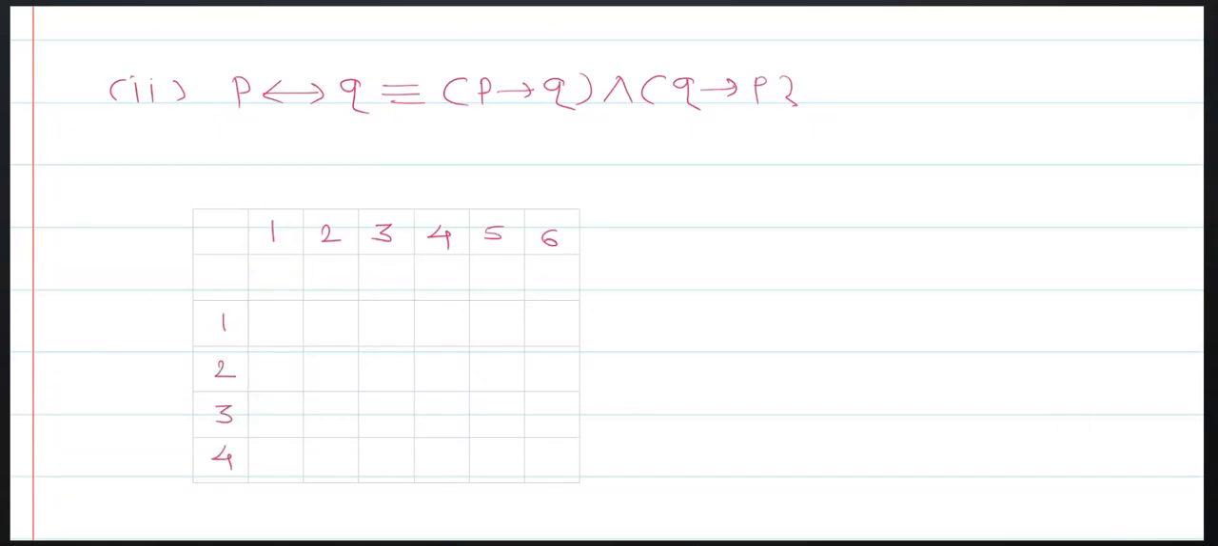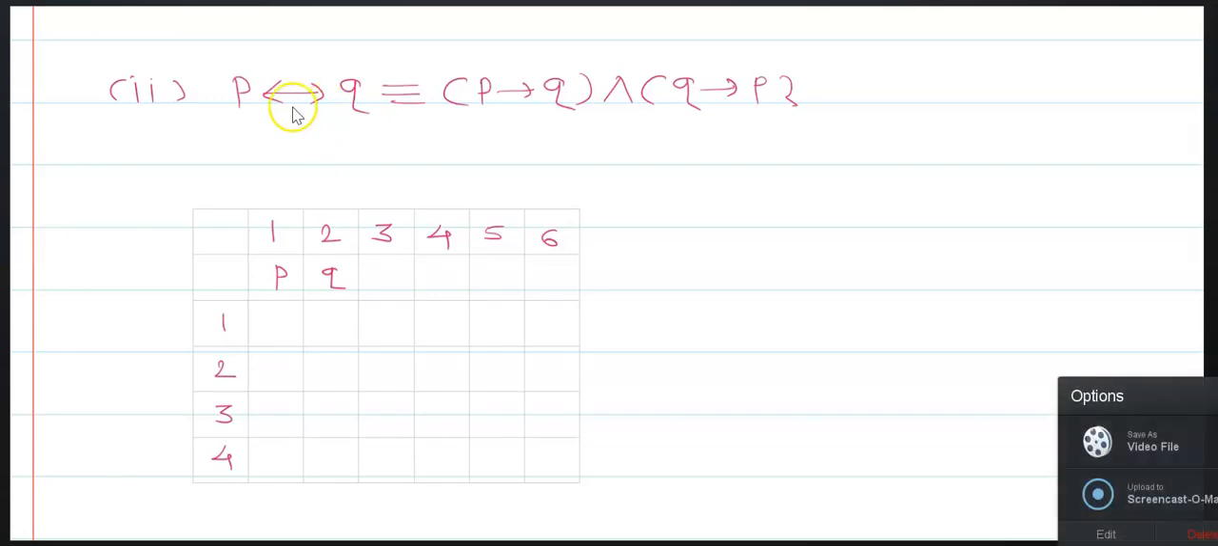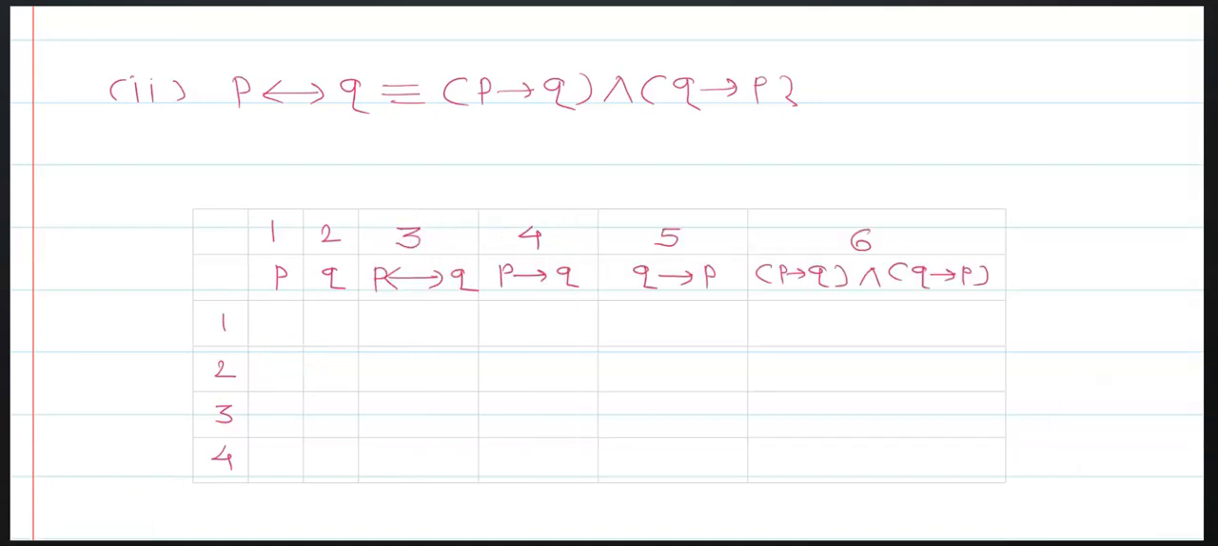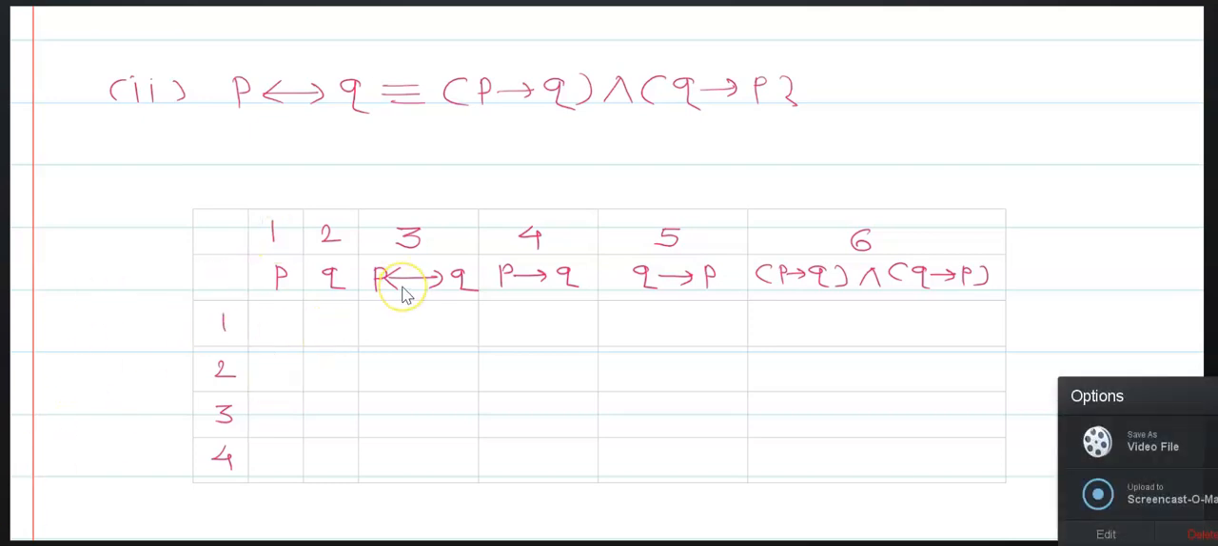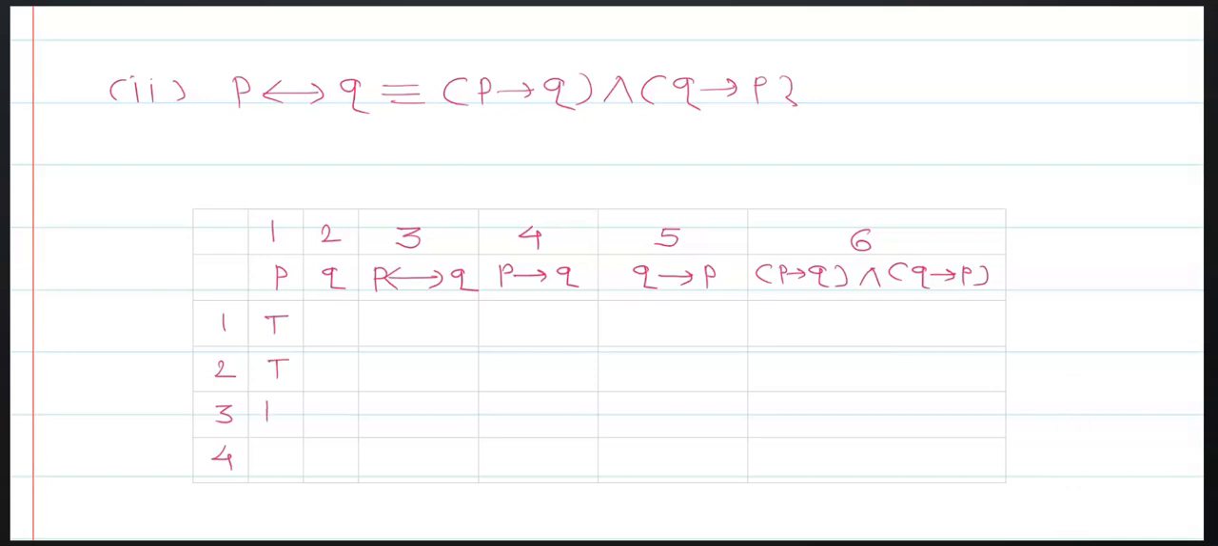Now see these results. The first is that P double implication Q is equivalent to P implies Q and Q implies P. And that's why we'll write it. Now we'll write P and Q. The table is like this. This is the table, that is P and Q, P double implication Q, P implies Q, Q implies P, and the AND statement of 5 and 4. Now let us start. P is written as double T double F. Q is written as TF TF.